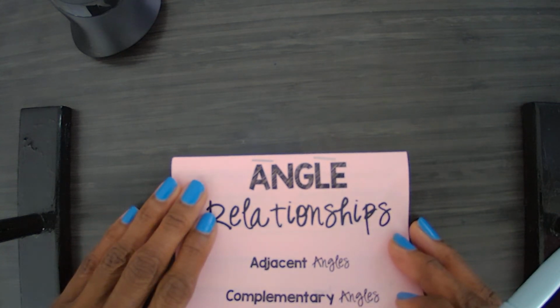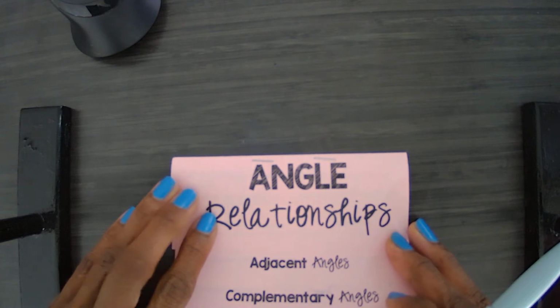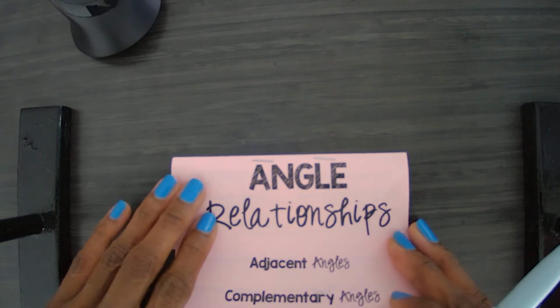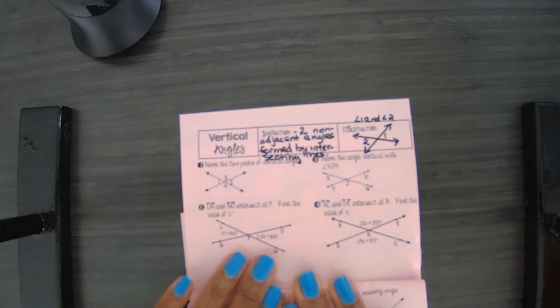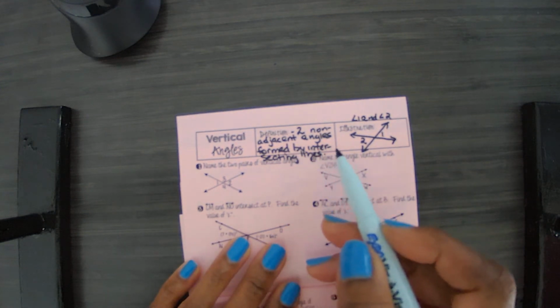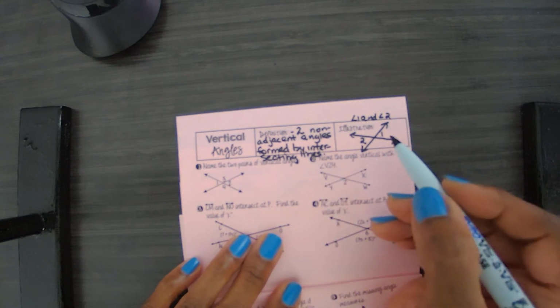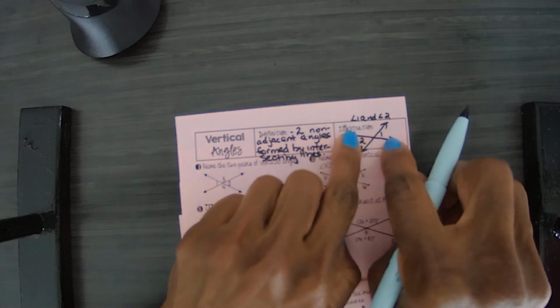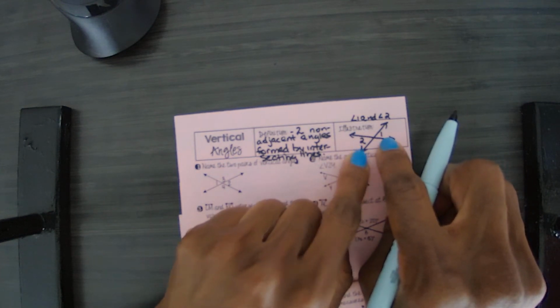And remember that we've talked about complementary angles, angles whose sum is 90 degrees. We talked about supplementary angles, angles whose sums are 180 degrees. So we're also going to talk about vertical angles. And vertical angles are any two non-adjacent angles formed by intersecting lines. Okay, so for instance, in this example here, angles 1 and 2 are vertical angles.